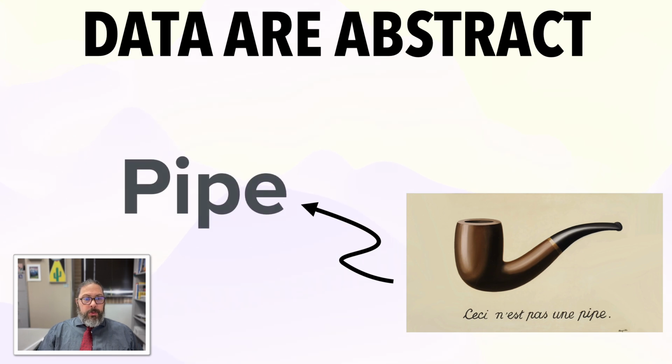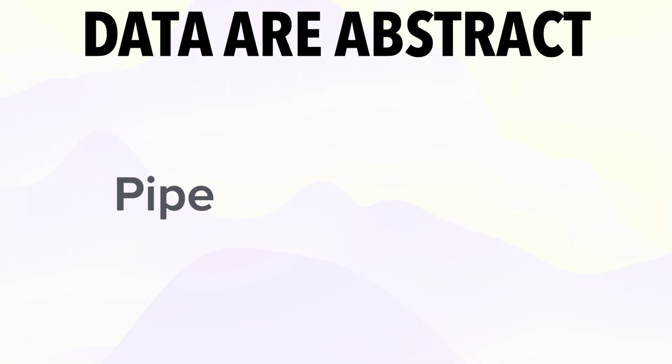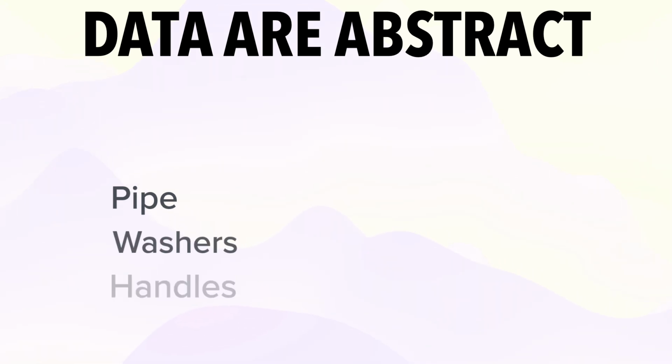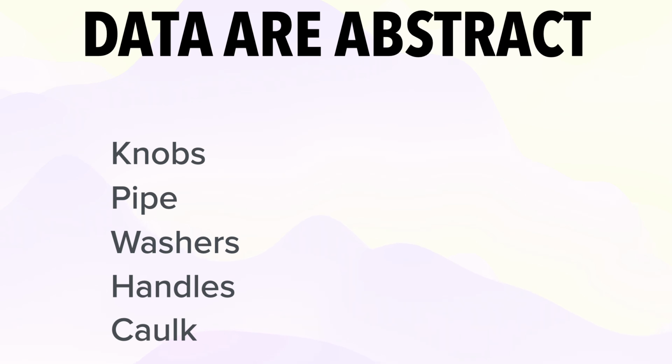For example, the word pipe represents, just like our painting, The Treachery of Images, a painting of a pipe. This is the word pipe, not an actual pipe itself. Now that we have an idea as to what the word pipe represents, I'm going to add in some additional context. And it potentially changes the meaning of what was being represented by the word pipe. Since we have knobs, washers, handles, etc., maybe this is plumbing equipment.